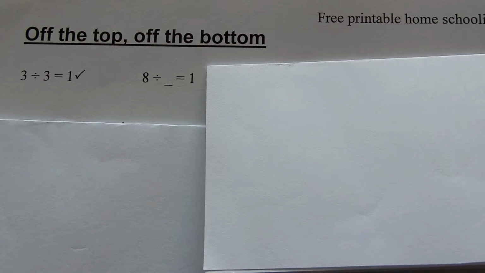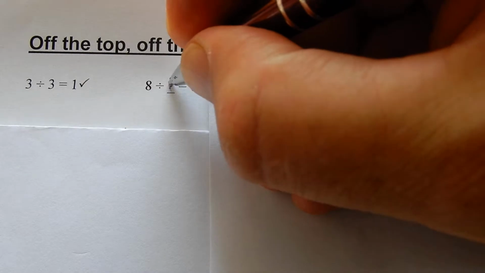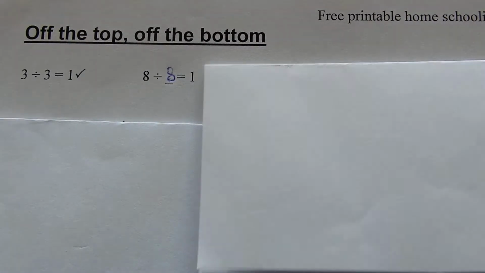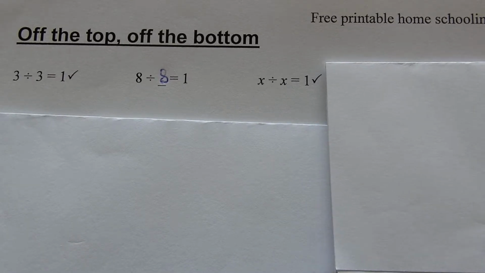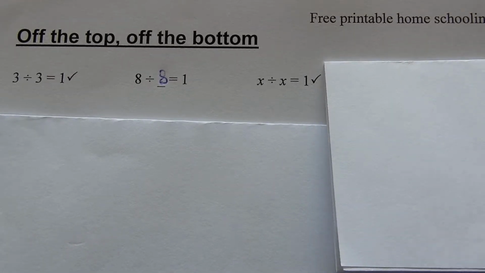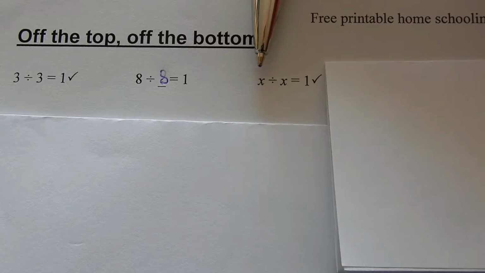If you've got 8 apples, you need 8 people if they're going to have 1 each. 8 divided by 8 equals 1. Okay, well, there we go. And now we're doing some algebra. X divided by x equals 1. X is a mystery number.